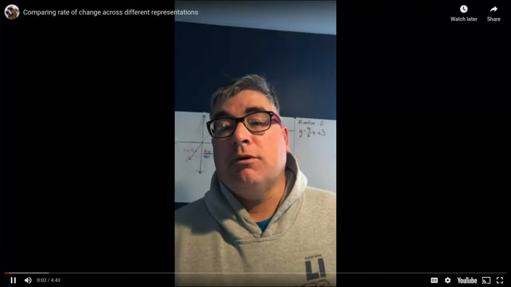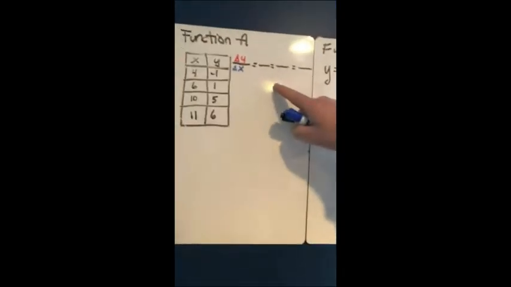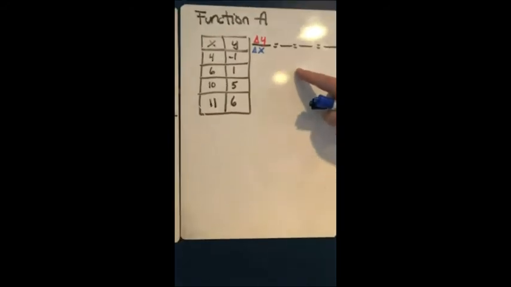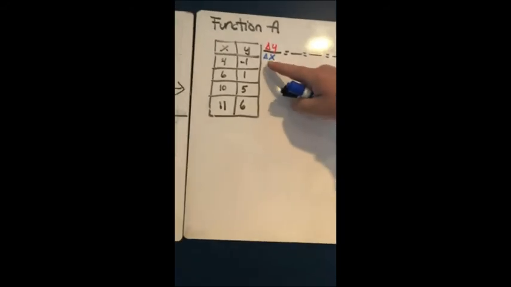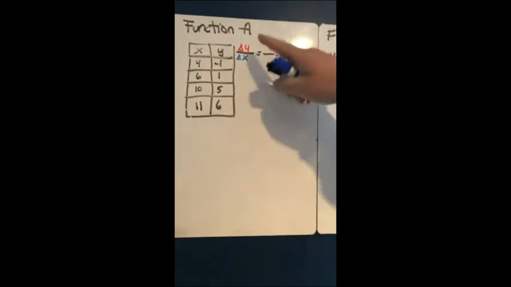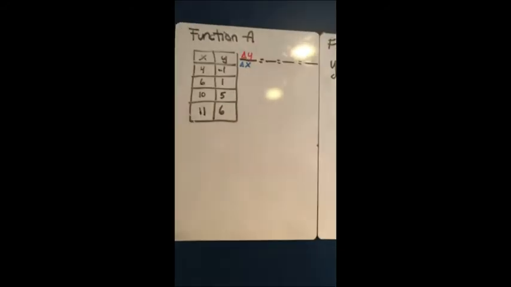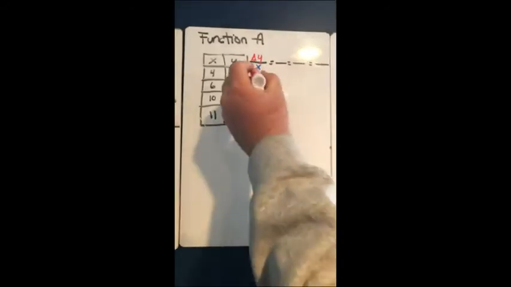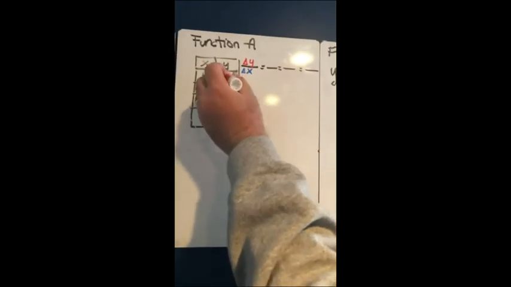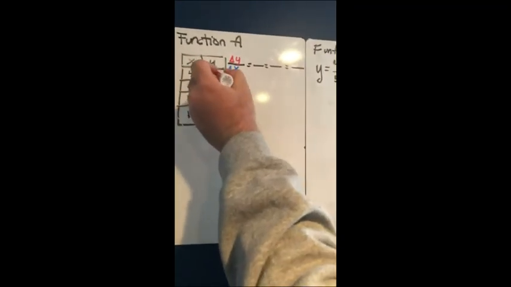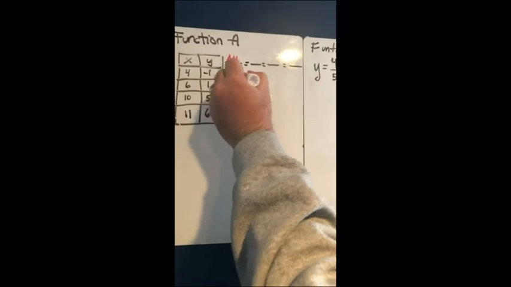Hi, students, Mr. Murphy here. I'm going to show you how to solve example 1 on my presentation. Okay, so we're here at function A, and the question is, what is the rate of change? So earlier this week, we learned that rate of change on a table is the ratio change in y over change in x. So I'm going to show from here to here, my change in y is plus 2.